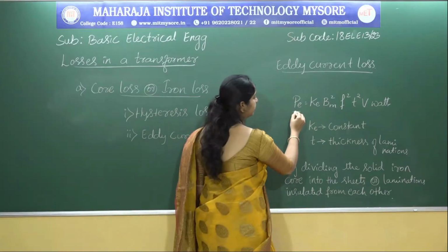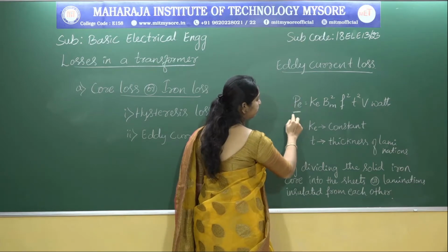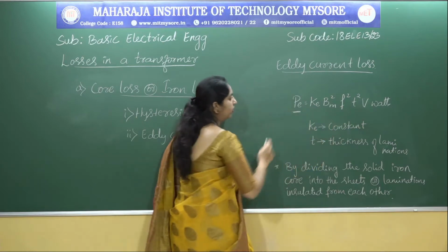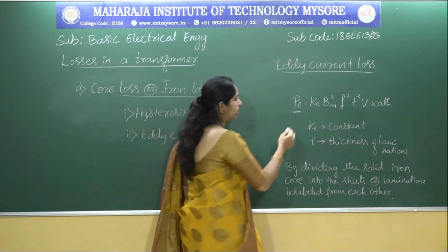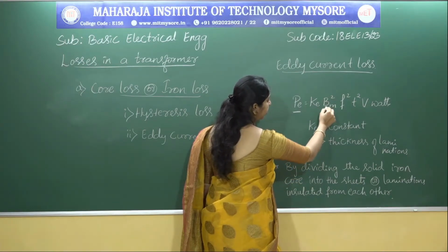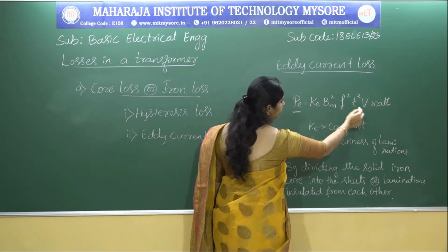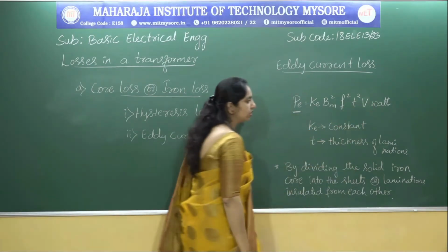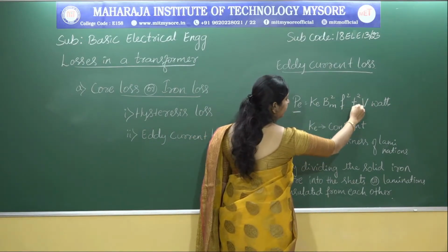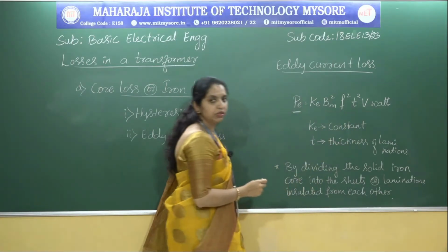Eddy current loss can be expressed in the form of watts. Because we are expressing in terms of power, Pe is equal to Ke Bm square f square t square V. Already we have defined some of the variables here: Ke is a constant, Bm is the maximum flux density, f is the frequency, and V is the volume of the core material. Another variable that we are going to define here is t, which is nothing but the thickness of the laminations.